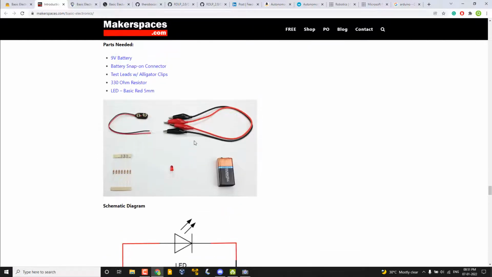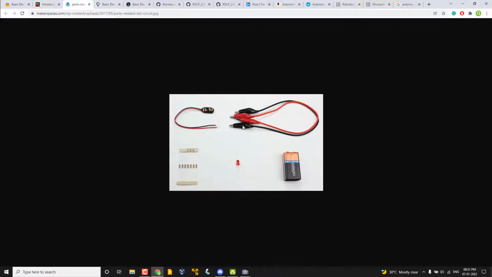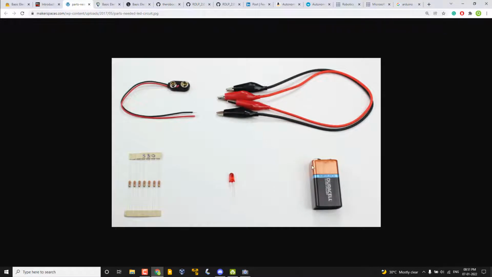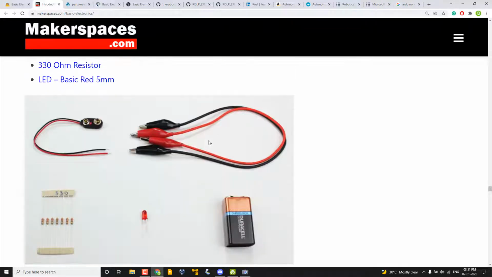Here you can see there is an LED, there is a battery. This is a 9-volt battery. Let me check, I have that now. I have that, but I didn't take it actually. This is a 9-volt battery, and using this battery I'm powering this LED. That is what it's showing.